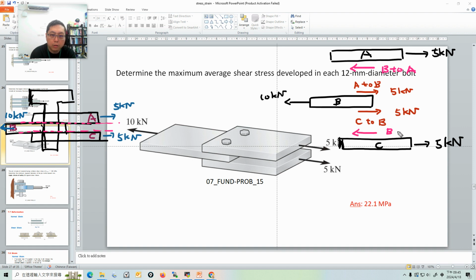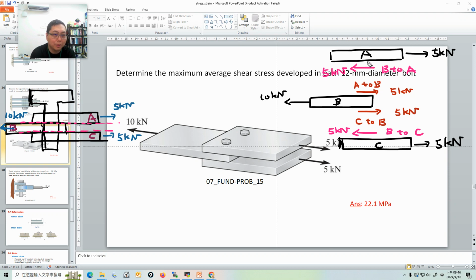Okay, B to C, and because it is equal and opposite, so this must be 5 kilonewton. And this must also be 5 kilonewton. So after we do this, we found that the force here is 5 kilonewton to the left, and this is 5 kilonewton to the right. Yeah, we found it's balanced.